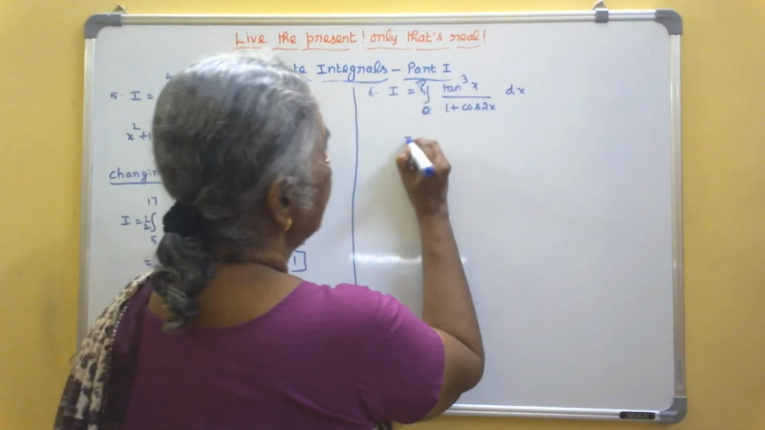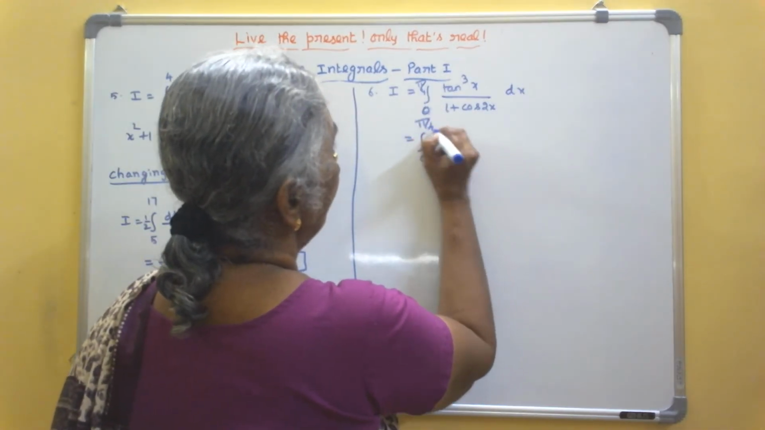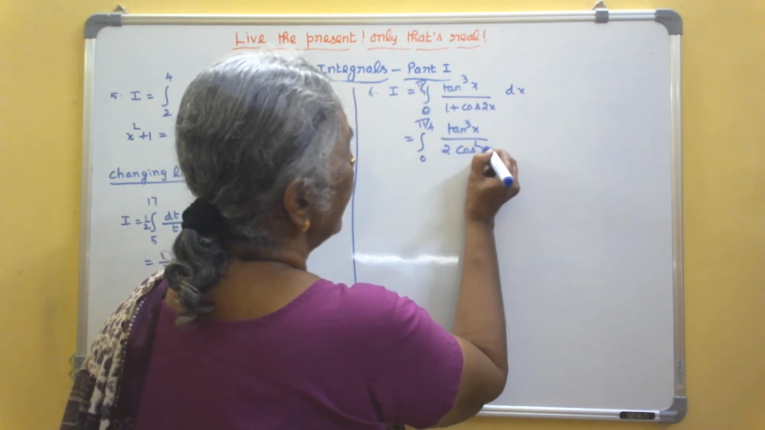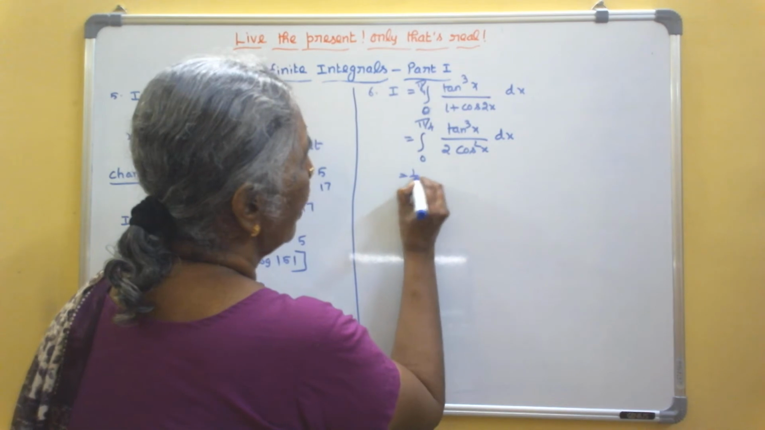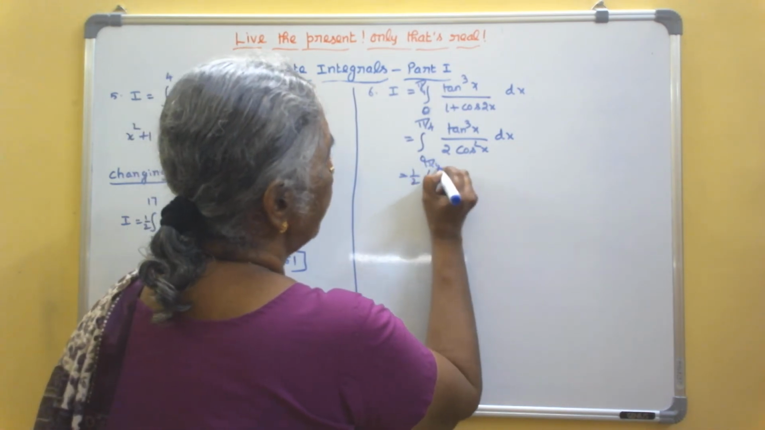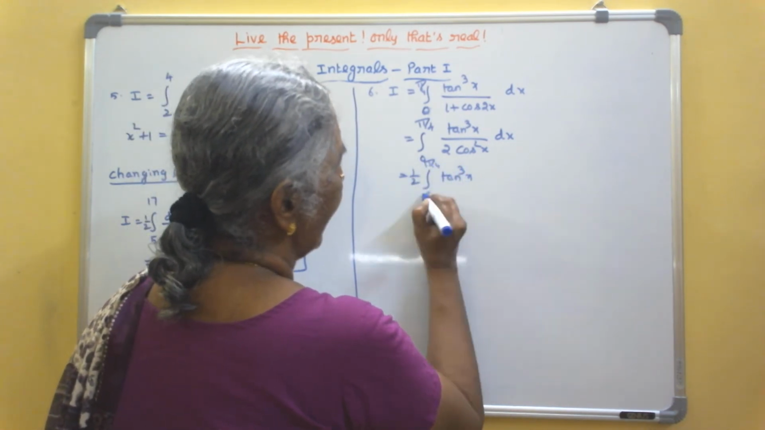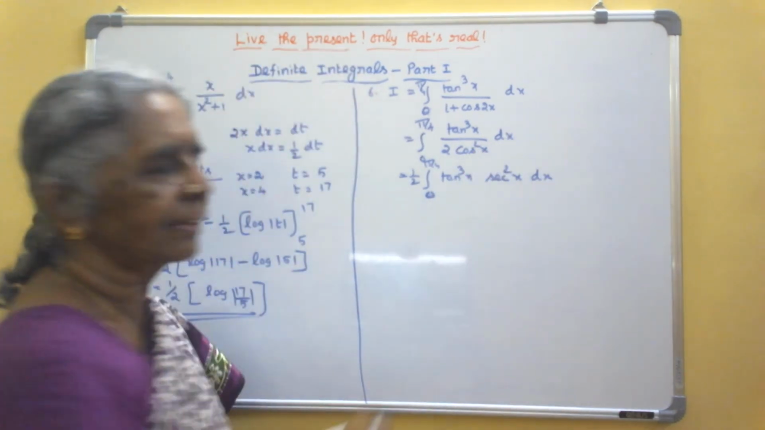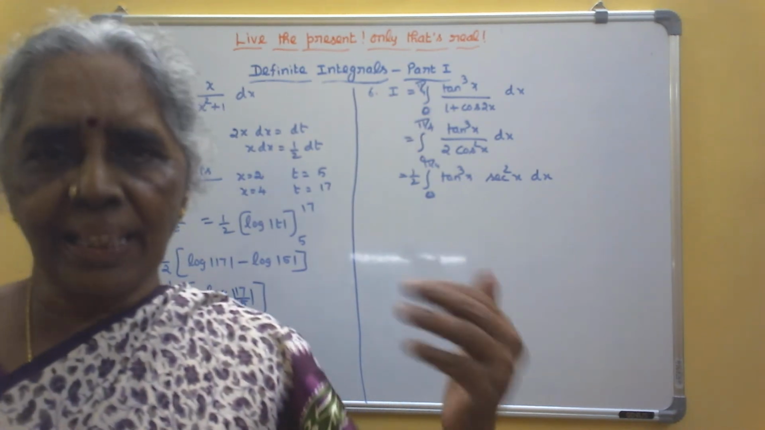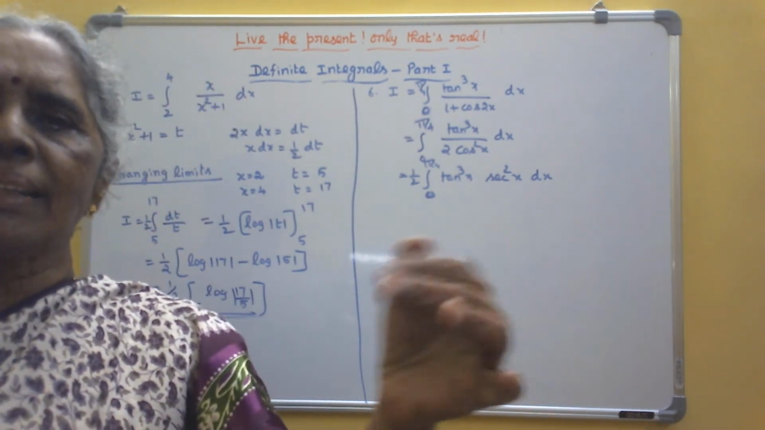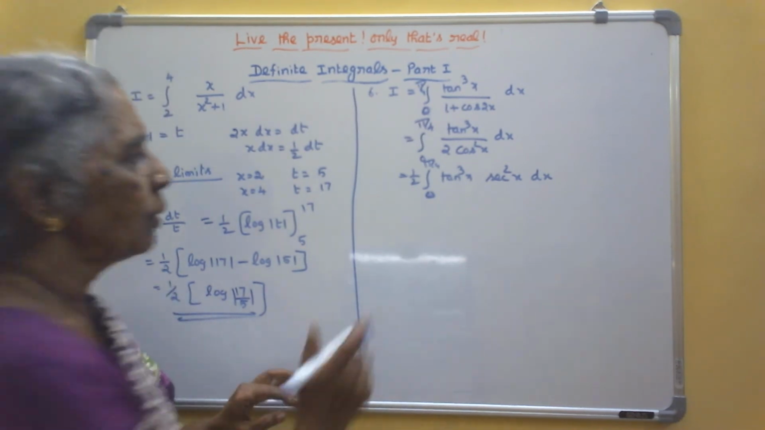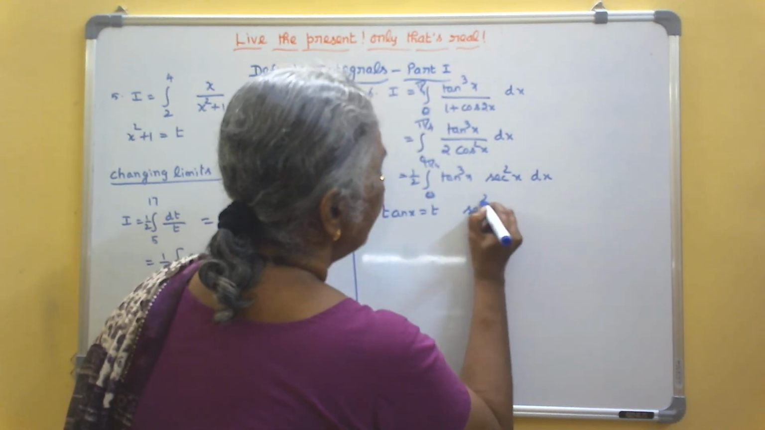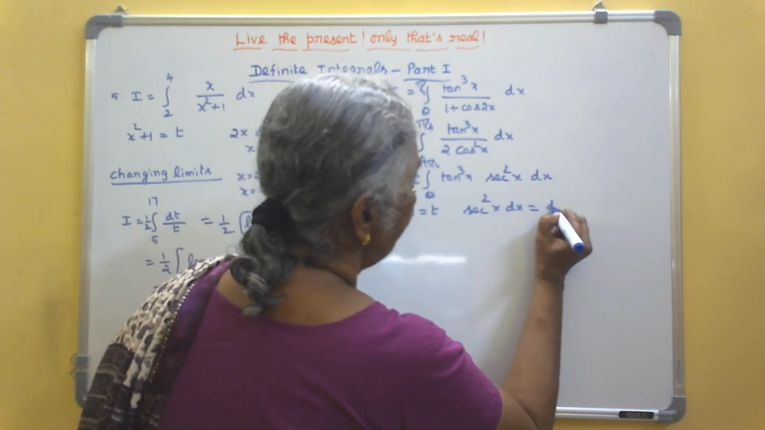So now the first step is 0 to pi by 4 tan cube x by 2 cos squared x. Okay? Take the 1 by 2 out. 0 to pi by 4 tan cube x. The cos squared x you can write here as secant squared x dx. Now you know you can substitute tan x as t, so that the secant squared x dx will become dt, right? So now let us substitute. Tan x is equal to t. So secant squared x dx will become dt.